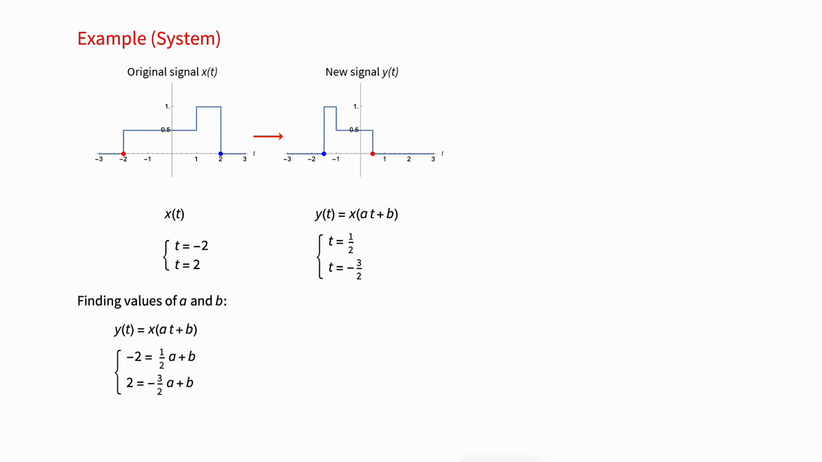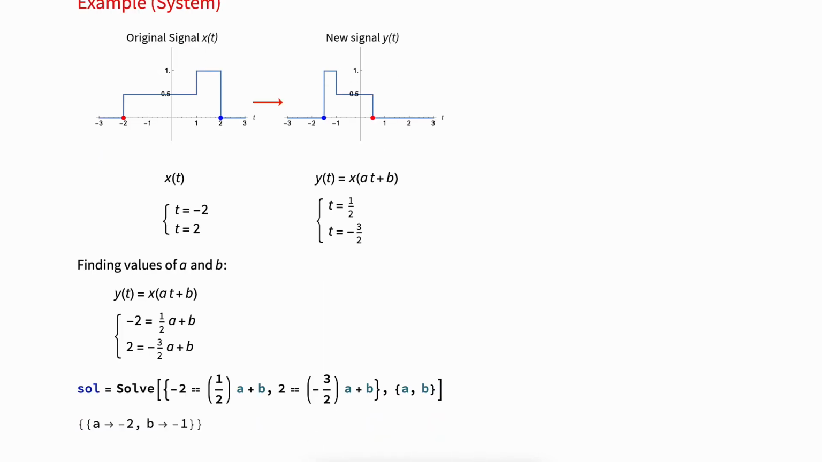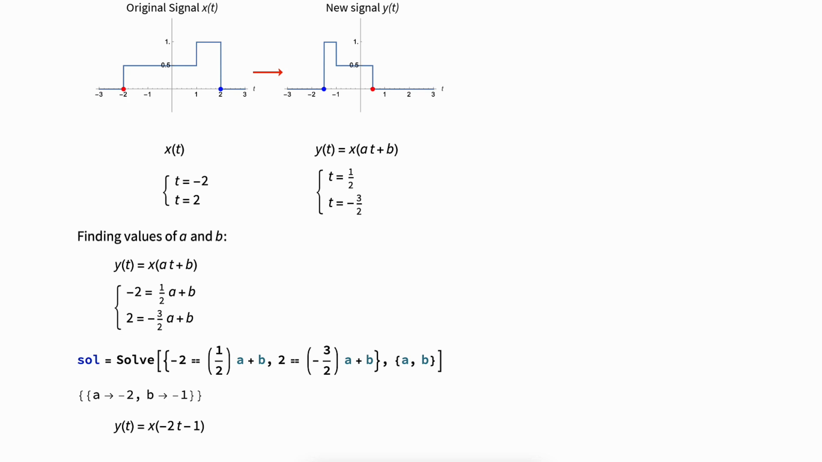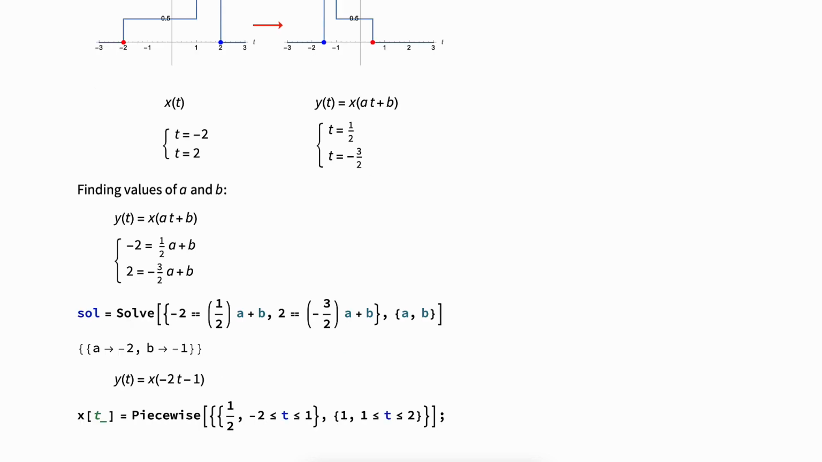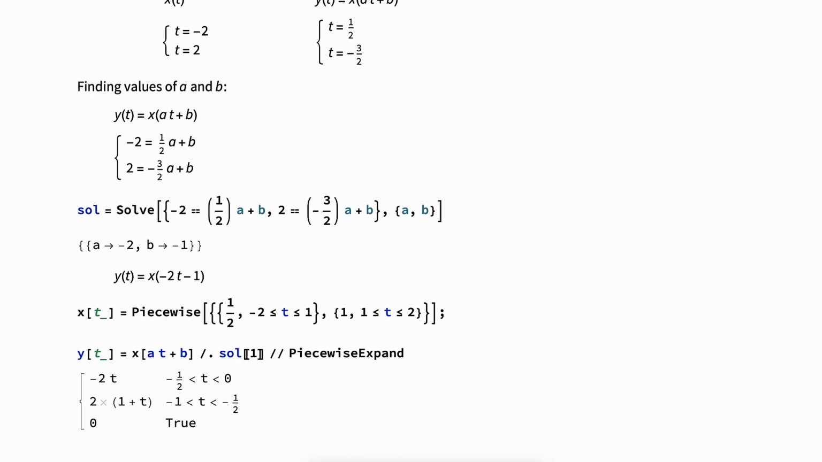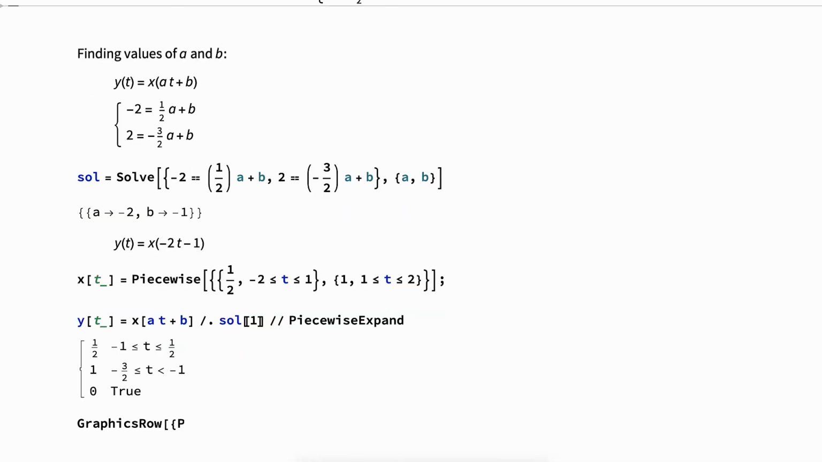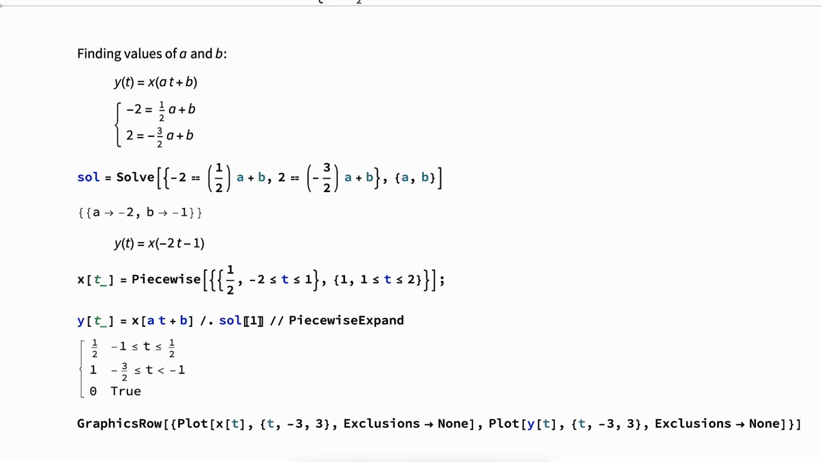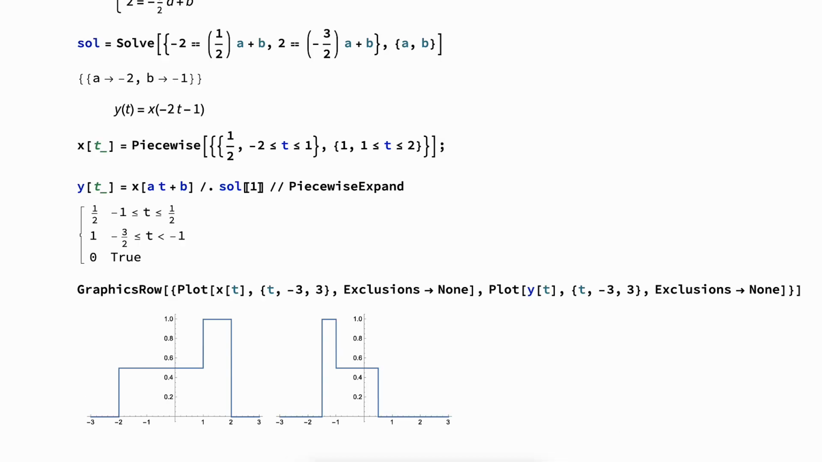Therefore, we have a set of two equations that we can solve for the two unknowns A and B. Once we have A and B, the signal transformation can be written as x of minus 2t minus 1. Now, if we get the expression for the original graph, which was on the left-hand side, as shown here with this piecewise expression, we can solve for the new signal by applying the transformation that we found. And if we plot this new signal, you can see that it is the exact signal that we were looking for.